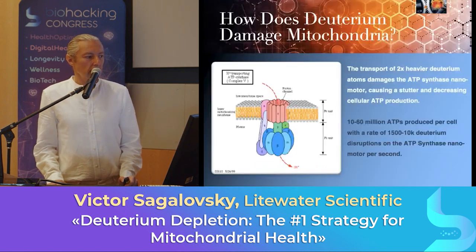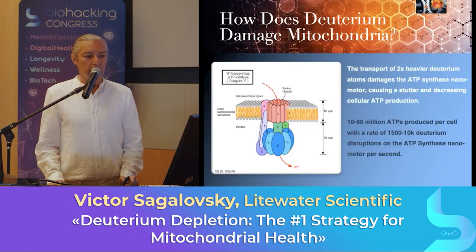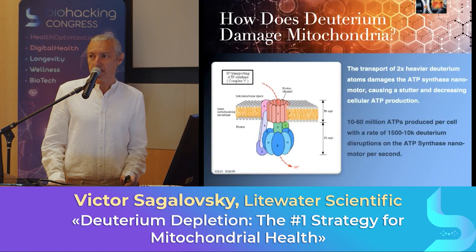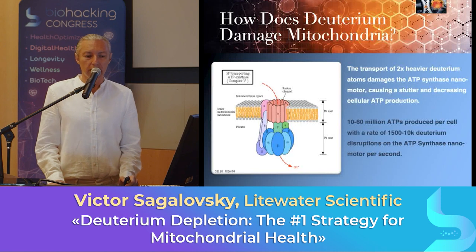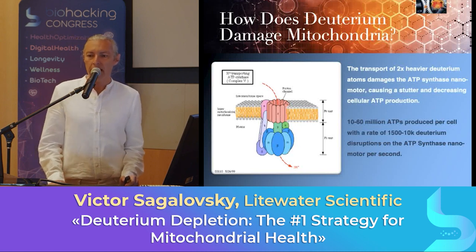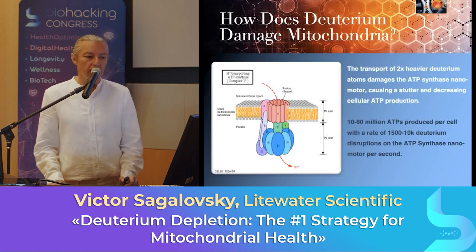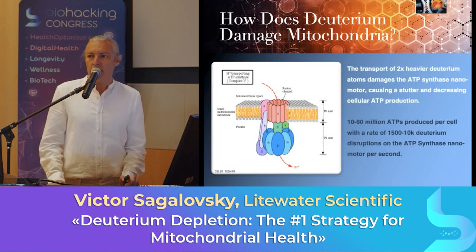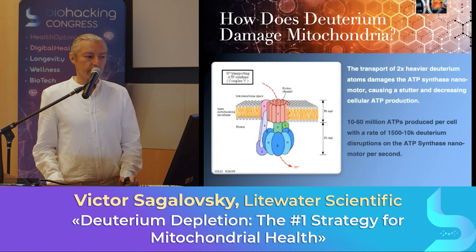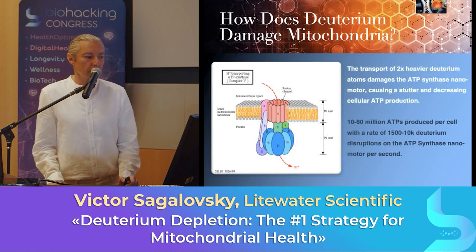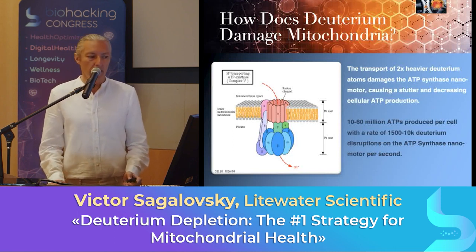Inversely, the depletion of deuterium shows the complete opposite. When you deplete deuterium, you have an incredible biological benefit to your metabolism, because you're not impinging that nanomotor that's working so hard to make ATP for you 24/7, 365 for your entire life. So if you could reduce the amount of deuterium in your body, in your water, in your food, then you have less damage occurring to these ATP synthase nanomotors. Otherwise, you have about 1,500 to 10,000 deuterium disruptions every second in your body.